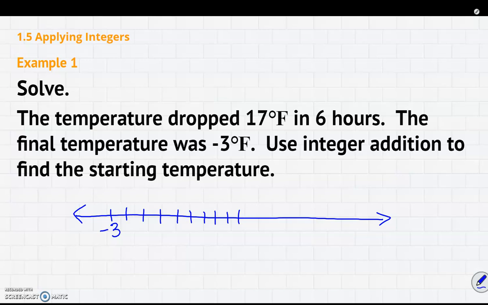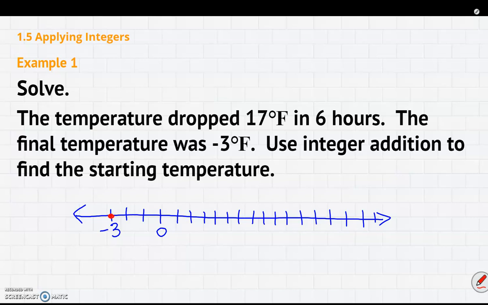I need to keep going with this number line. So -2, -1, 0, 1, 2, 3, 4, 5, 6, 7, 8, 9, 10, 11, 12, 13, 14, 15, 16. Okay, that's good enough. I'm just going to mark 0 on here. So here's my thermometer. We're ending at -3 degrees.